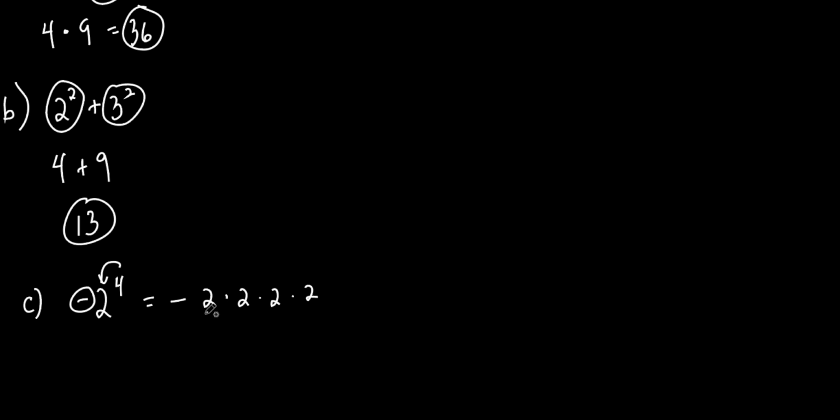And let's do this in our head. 2 times 2 right there is what? 4. This 2 times 2 is 4. It's being multiplied. You got a negative out in front. So what's my answer now? Negative 16. Now that's different than this.